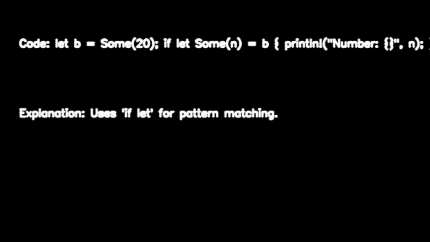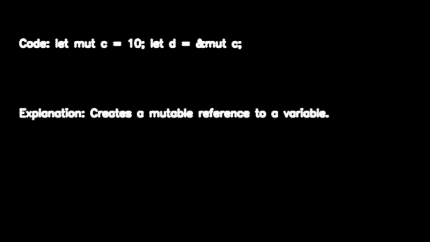Code. let b = Some(20); if let Some(n) = b { println!("number {}", n) } Explanation: uses if let for pattern matching. Code. let mut c = 10; let d = &mut c; Explanation: creates a mutable reference to a variable.